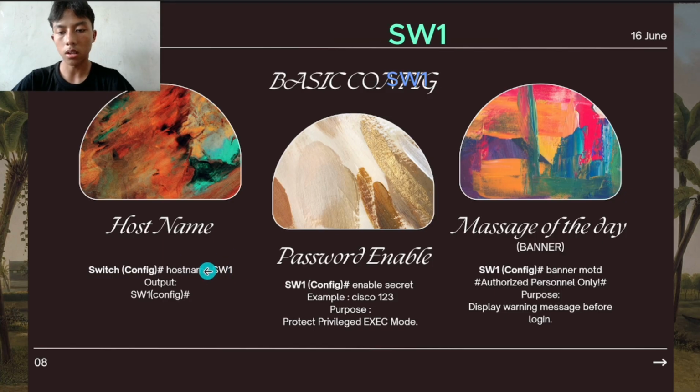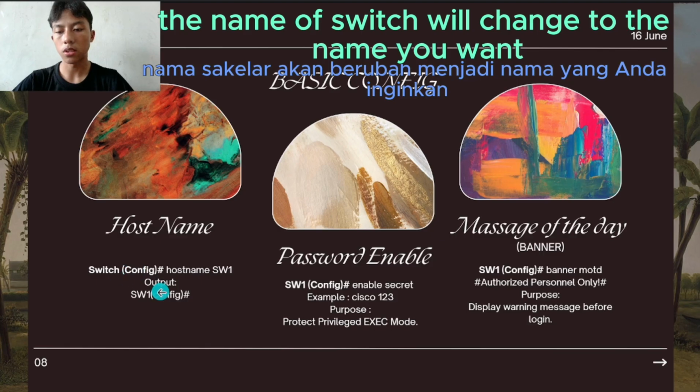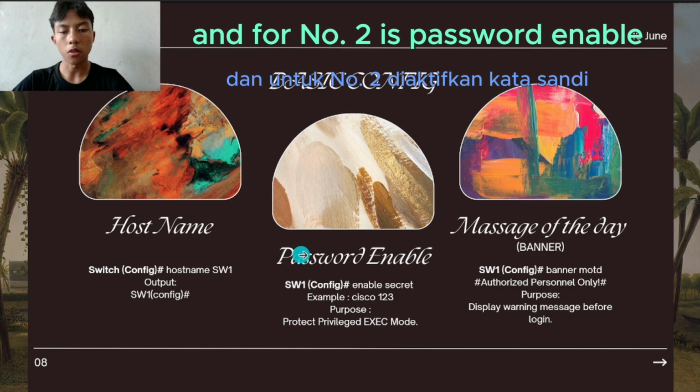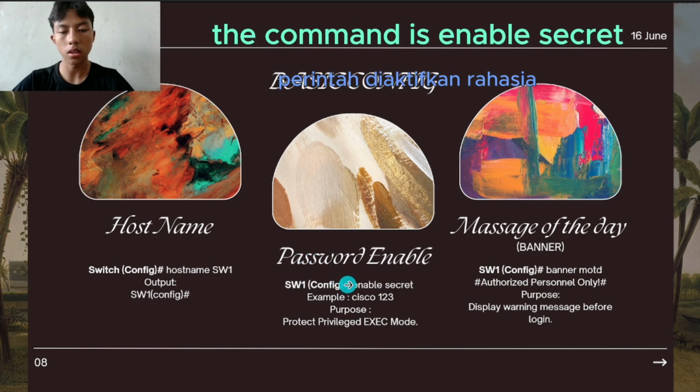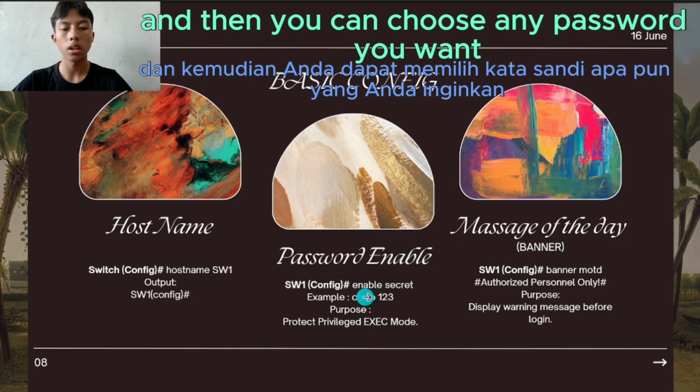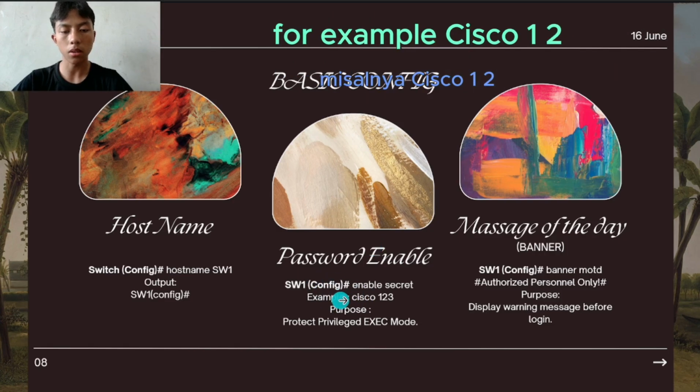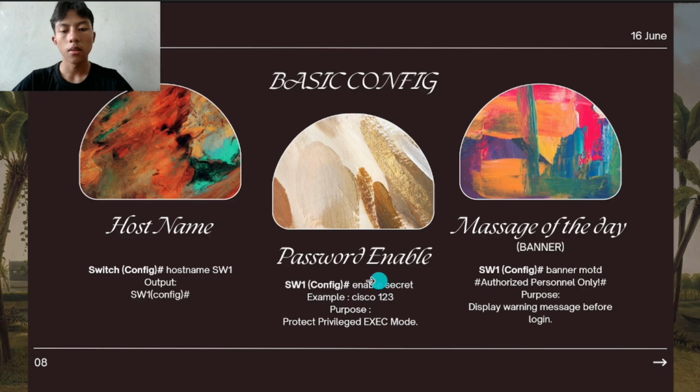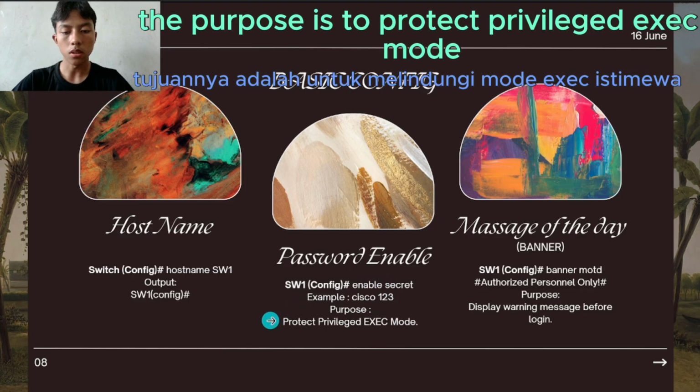For example, SW1, and then the name of the switch will change to the name you want. And number 2 is password enable. The command is enable secret, and then you can choose any password you want. For example, cisco123. The purpose is to protect privilege exec mode.